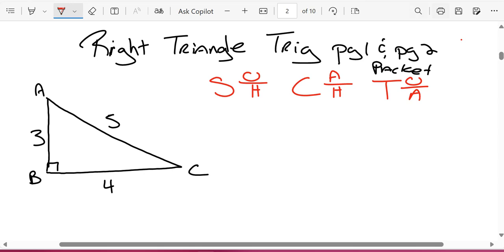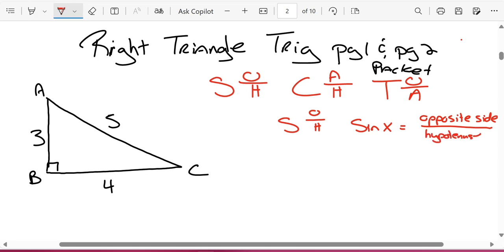All right. So, what does this stand for? SOH, we'll talk about that one first. What SOH stands for is the sine of an angle, we'll say x, is equal to the opposite side over the hypotenuse. So the O is for opposite, the H is for hypotenuse. So that's where our SOH comes from.